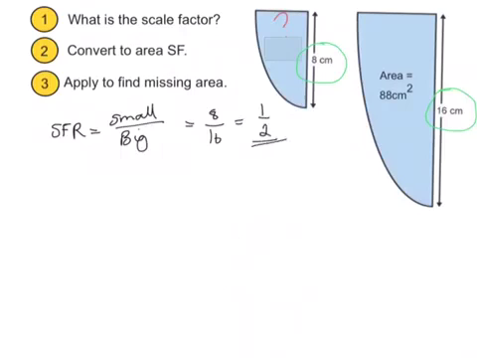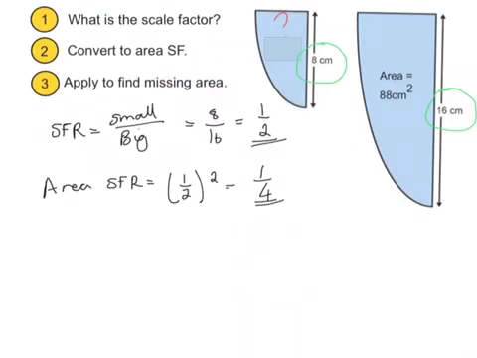Right. The new part then, changing that into an area scale factor. You take your scale factor from above and we are just squaring it. You get 1 over 4.